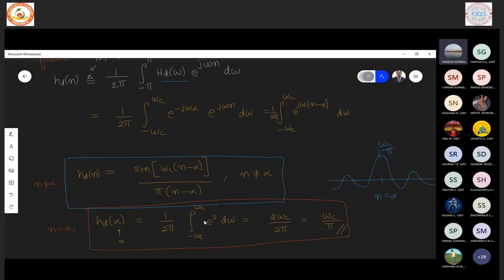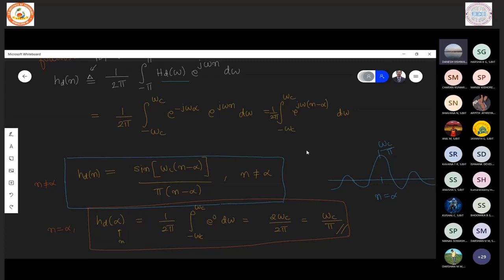Then we have to apply the limits omega c and minus omega c, and that gives you the answer 2 times omega c divided by 2 pi. The 2 cancels and your result is omega c by pi. So this is a very important result, students. This has to be used in each and every problem of FIR filter using windowing technique, whether it is rectangular, Hamming or Hanning. This part of the solution will be common.